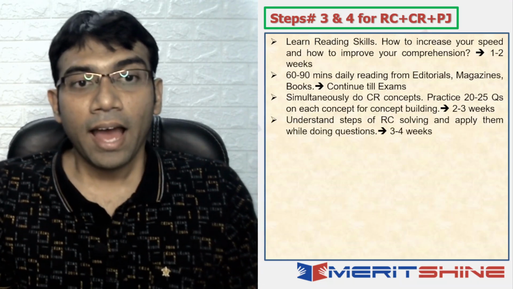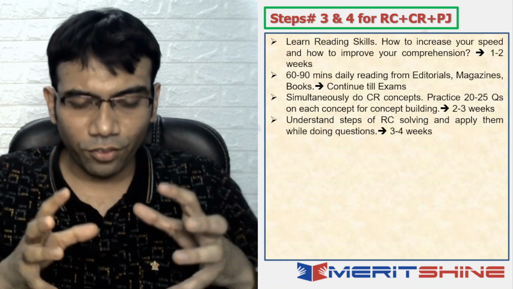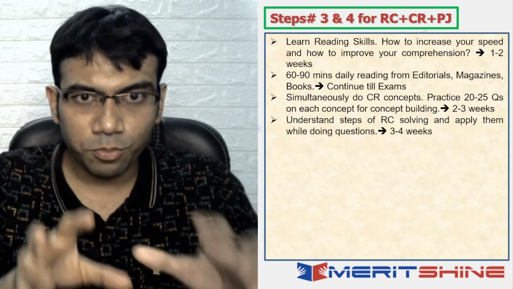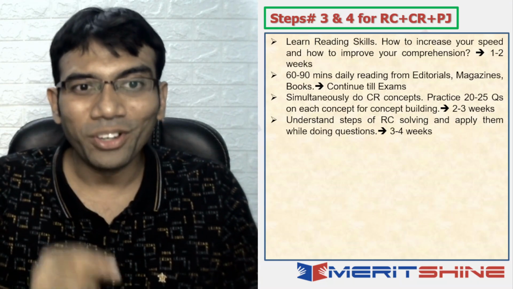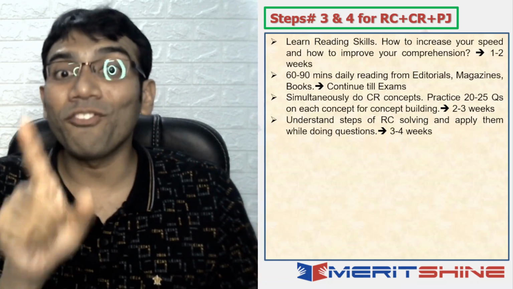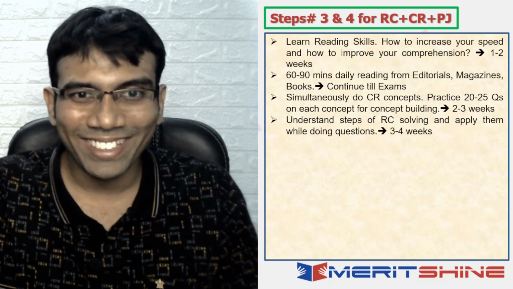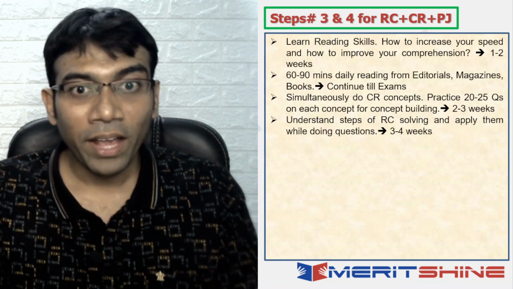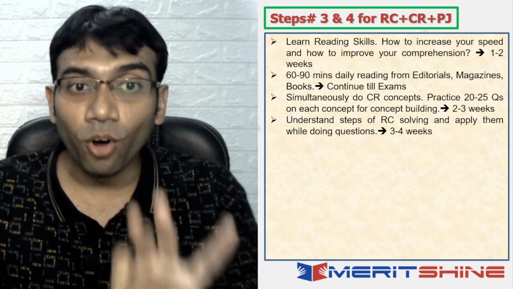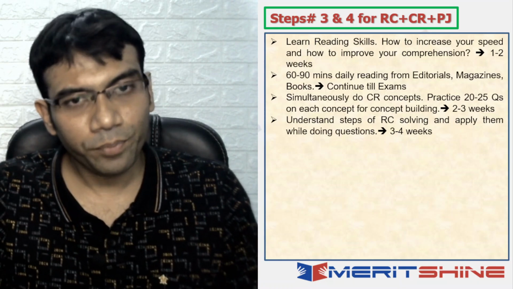And after that, what should you do? Once you have started on the reading skills part and you have done your critical reasoning concepts, what should you do? Understand the steps of RC solving and apply them while doing questions, right? This is the next logical step you should take, and the time that you take to do that would be 3 to 4 weeks.